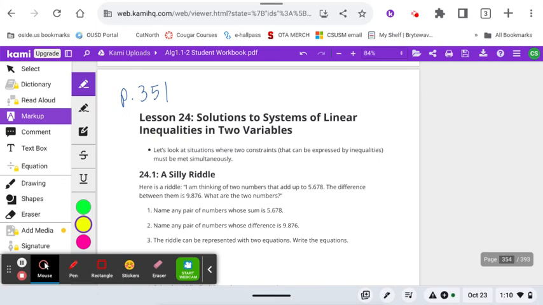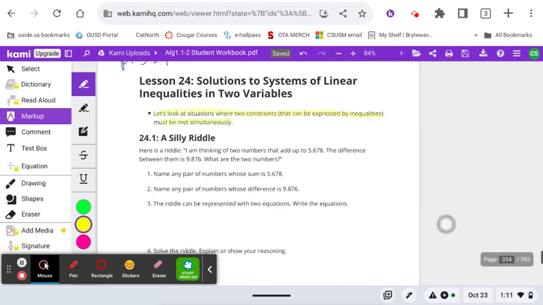Let's take a look at Lesson 24, Solutions to Systems of Linear Inequalities in Two Variables. This is on page 351 in your student workbook for Illustrative Mathematics Algebra 1. Go ahead and highlight our objective today. Let's look at situations where two constraints that can be expressed by inequalities must be met simultaneously.